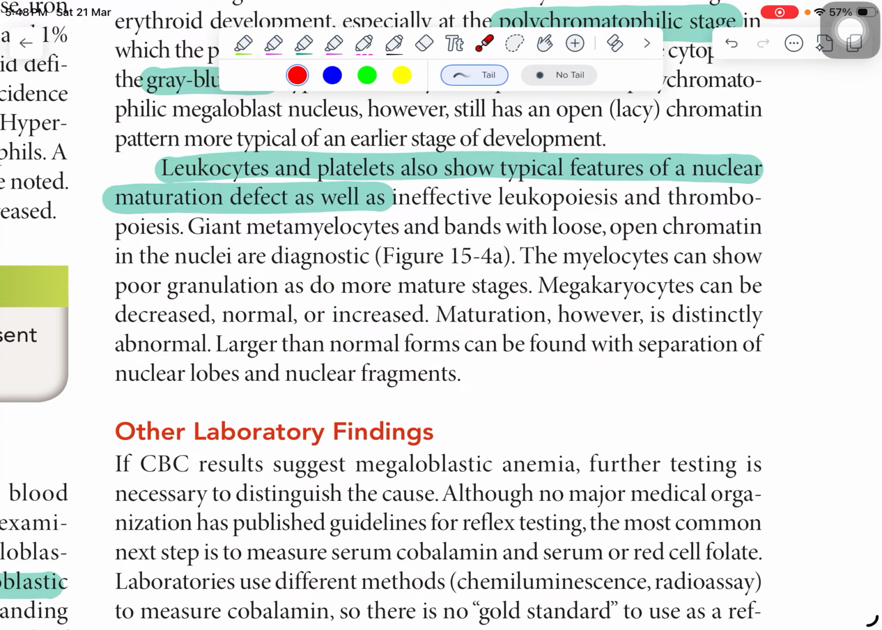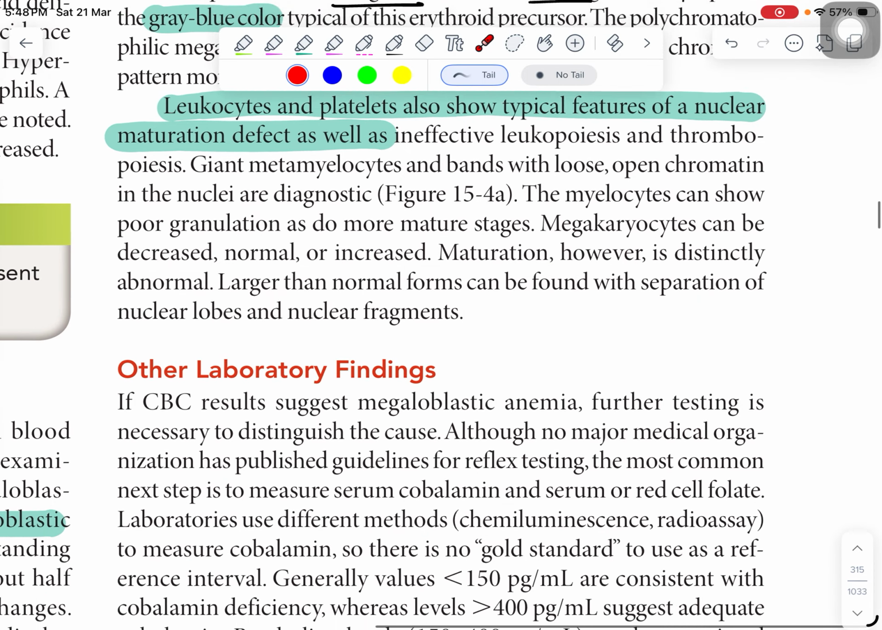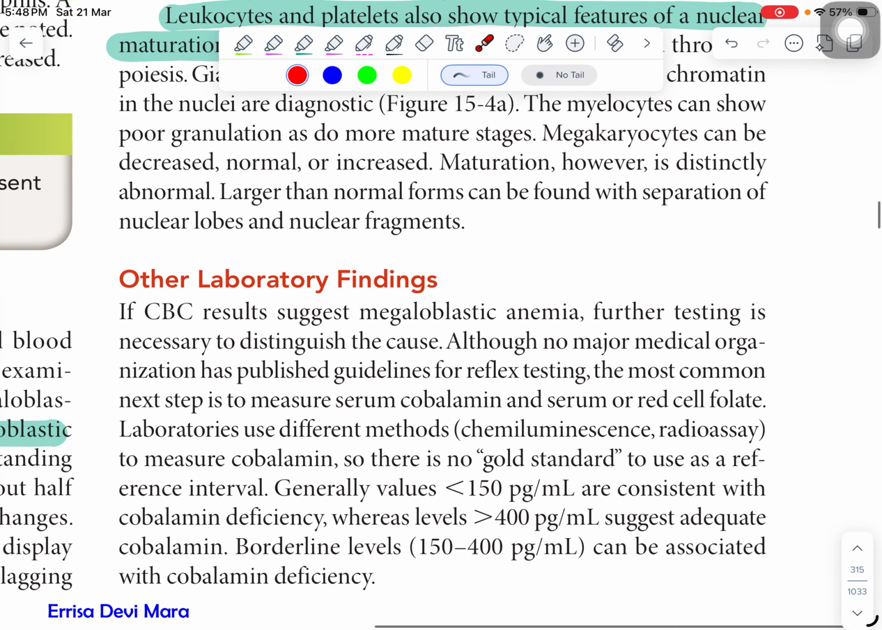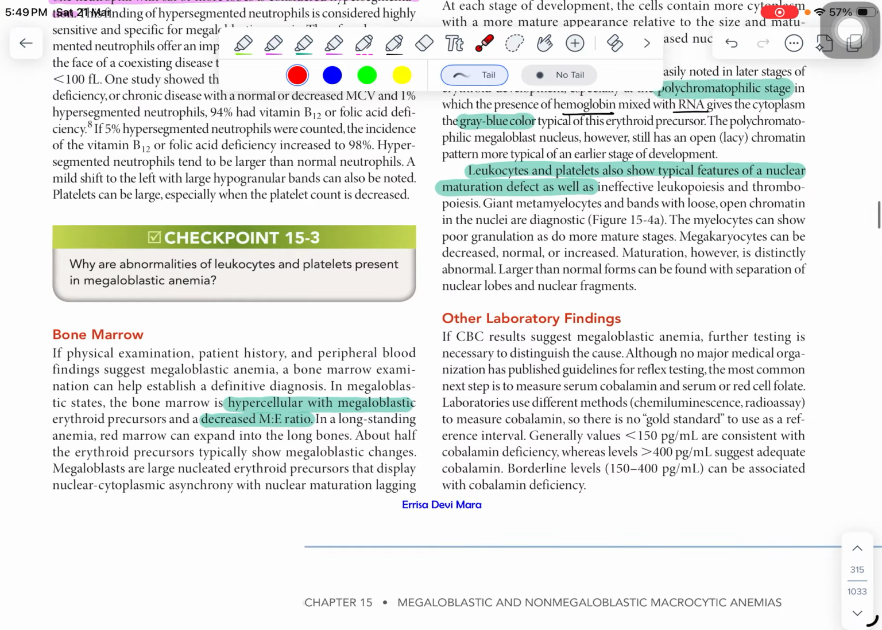The myelocyte can show poor granulation, as do more mature stages. Megakaryocytes can be decreased, normal or increased. Maturation, however, is distinctly abnormal. Larger than normal forms can be found with separation of nuclear lobes. Other laboratory findings.